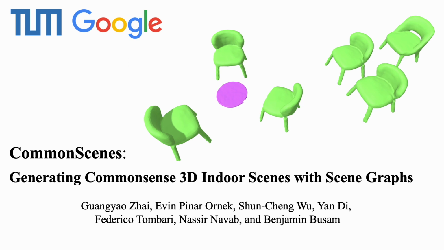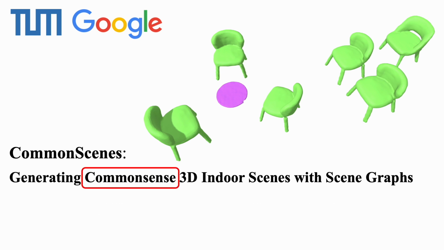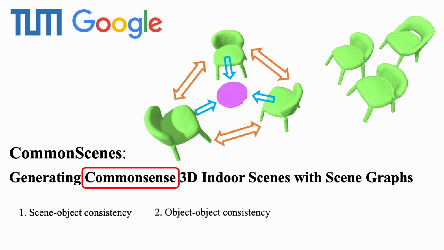Hello, I am going to talk about our submission, CommonScenes: Generating CommonSense 3D Indoor Scenes with Scene Graphs. The word CommonSense here has two aspects of meaning. First, scene-object consistency, which means generated objects should be compliant with the whole scene or other neighboring categories. Second, object-object consistency, which means the generation should achieve inter-object consistency. Of course, as a kind of generative model, it should also maintain diversity within and across each generation.